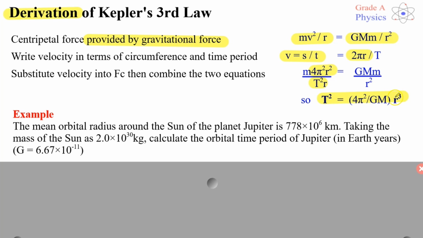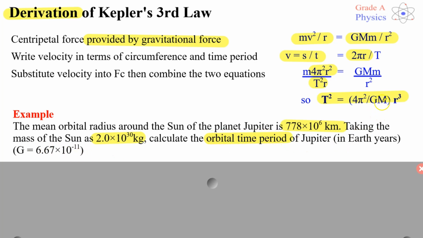Now, if you prefer, you could write this constant on the other side, in which case it will be the reciprocal. So that will be GM over 4 pi squared on the left-hand side, multiplied by T squared is equal to r cubed. So you can write this as you prefer. So let's have a look at an example. We've got the mean orbital radius of Jupiter orbiting the sun is this value here, and we assume that is between the centers of mass. We're given the mass of the sun and we calculate the orbital time period. Okay, so we should have everything.